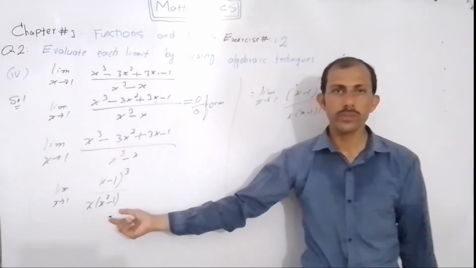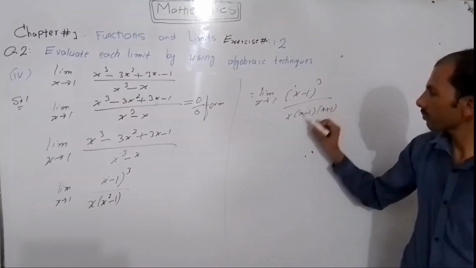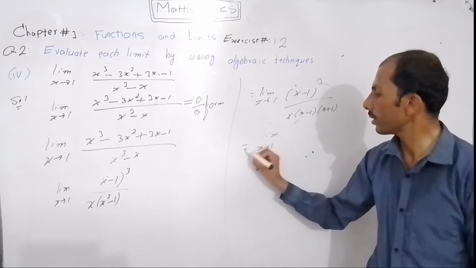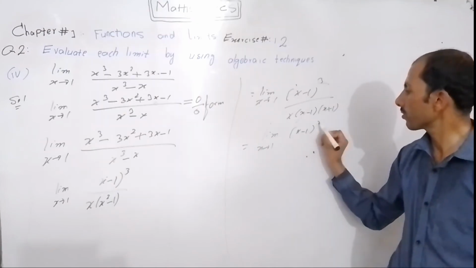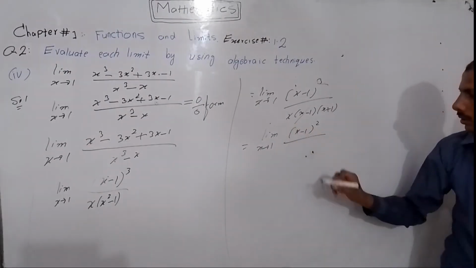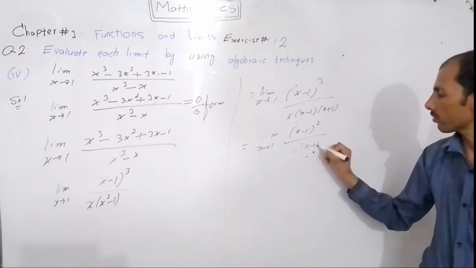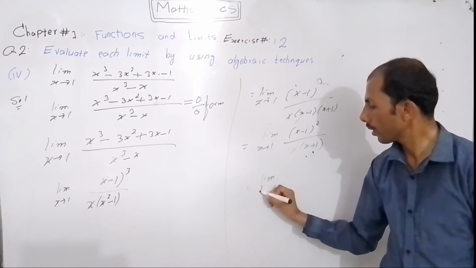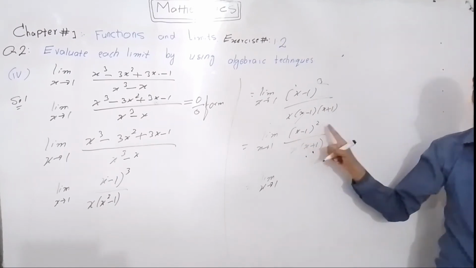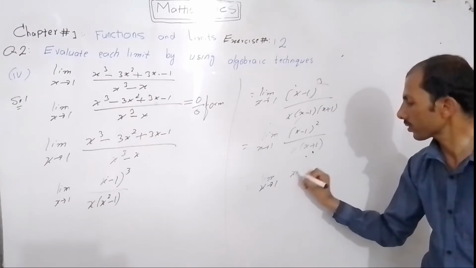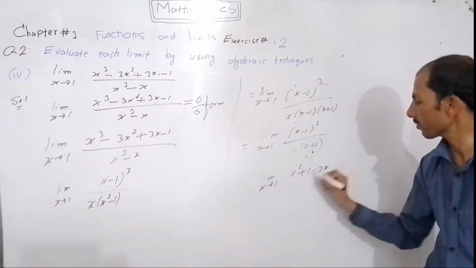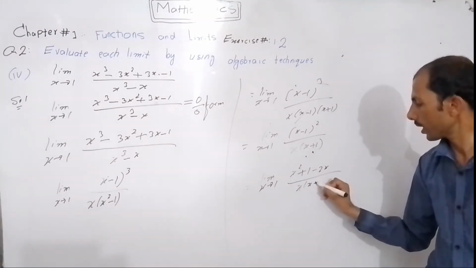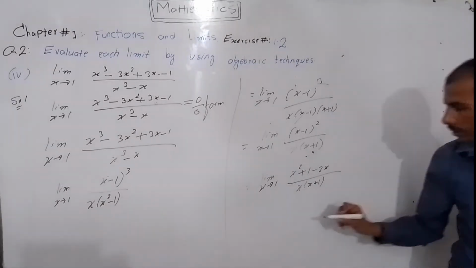So again factorizing x square minus 1, x minus 1 cancels. So limit x approaches 1 of (x minus 1) whole square divided by x into (x plus 1) is equal to limit x approaches 1 of (x square plus 1 minus 2x) divided by x into (x plus 1).